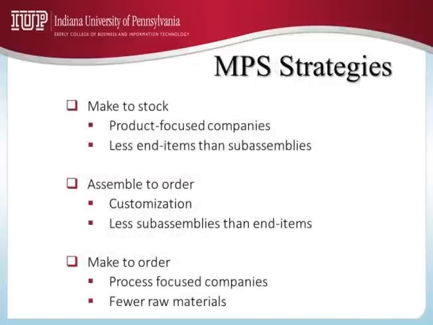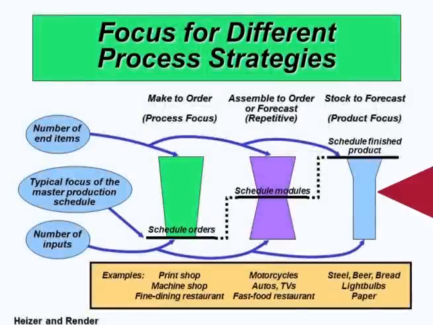Now, the inventory strategies of make to stock, assemble to order, and make to order go hand in hand with some of the master production schedule strategies. Let's see what we mean by that with this example on the next page. This illustration I have taken from this book, Heizer and Render, which is a textbook on operations management. Let's take the example of a print shop. What are the major inputs in a print shop? Paper and ink. Different types of paper, different types of ink.